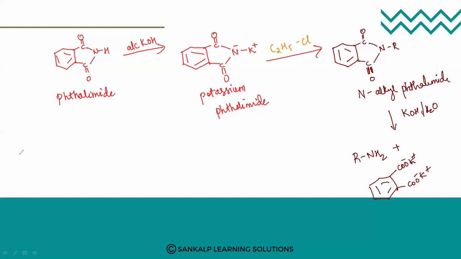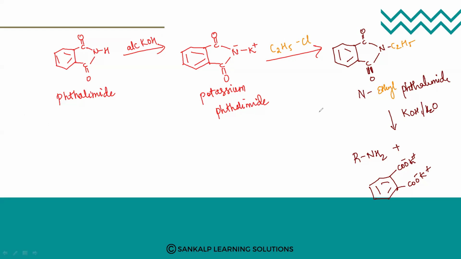So what will happen? Our R will be what? Our R will be the ethyl group, that is C2H5. So what will be the name? The name will be N-ethyl, not alkyl. It will be N-ethyl phthalimide. Okay. Now again, what am I going to get here.